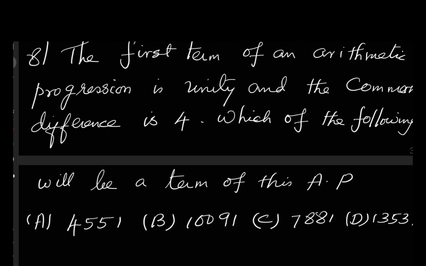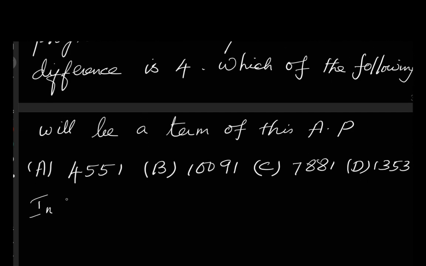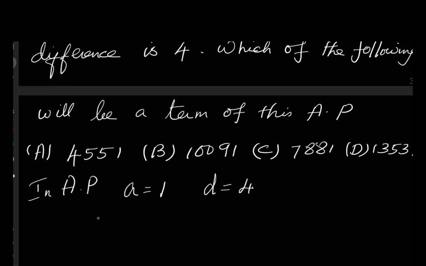See, eighth sum. The first term of an arithmetic progression is unity. And the common difference is 4. Which of the following will be the term of this AP? See, in AP, the first term is given as 1. The common difference is 4. So in that case, you will get the sequence as that difference is added. 1. Next will be 5. Then 9. 9 plus 4, 13 and so on.